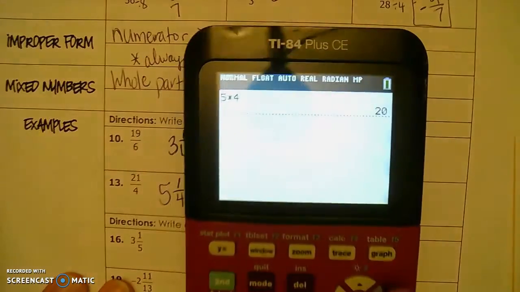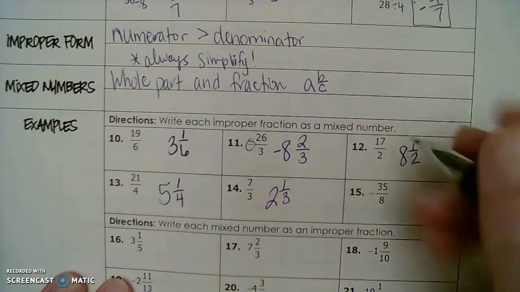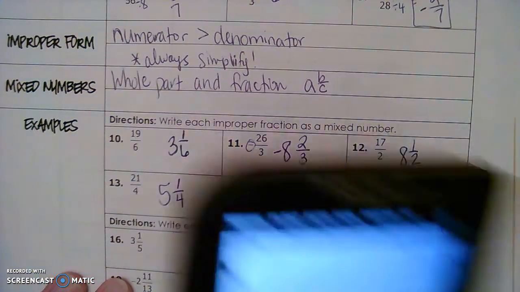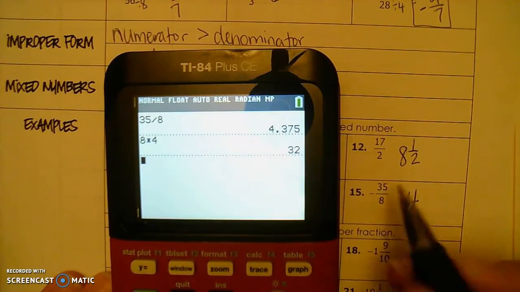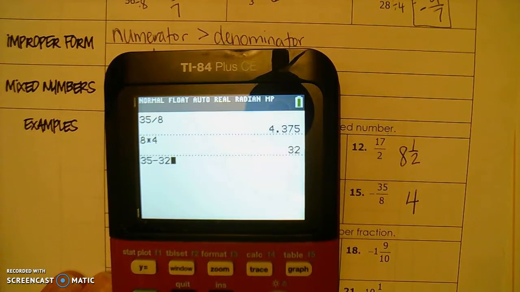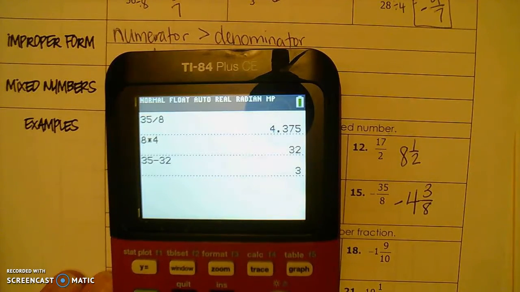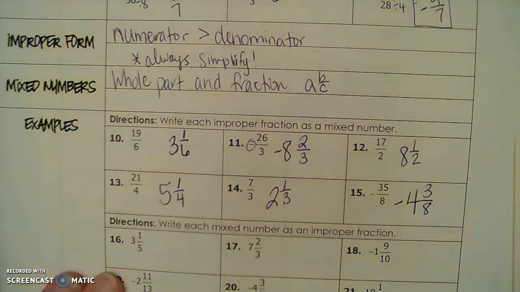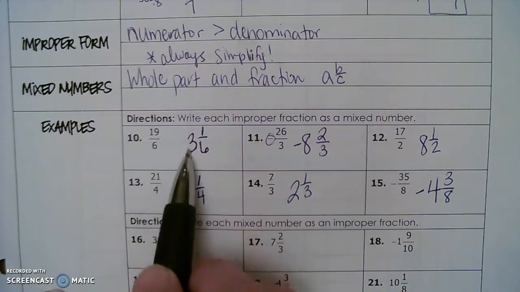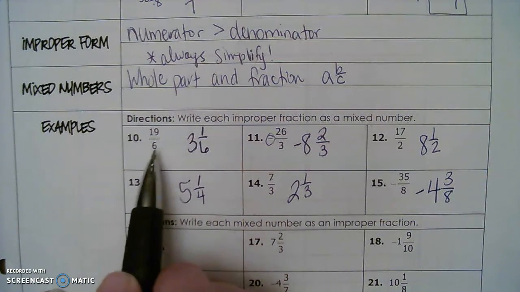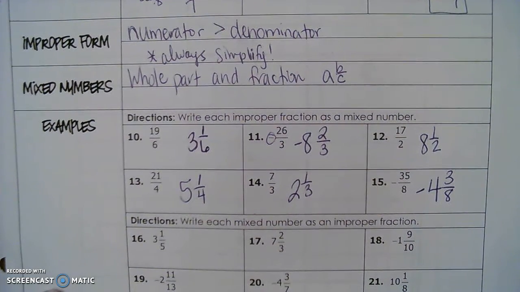15, again, ignore the negative right away. 35 divided by 8 gives us 4 for our whole number. 8 times 4 is 32. So 32 out of 35, if you need to subtract that out, you end up with 3/8. 4 3/8, and then we need to have the negative out in front. Okay. So you're going to take your top number divided by your bottom number to get your whole number. Take your whole number times your bottom, so then you can figure out how many you have left over to write your fraction with.